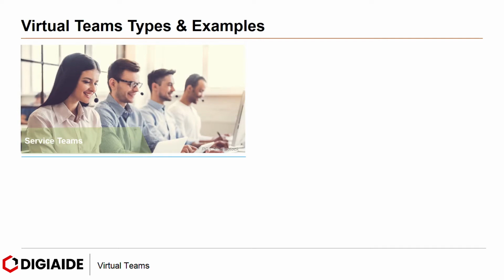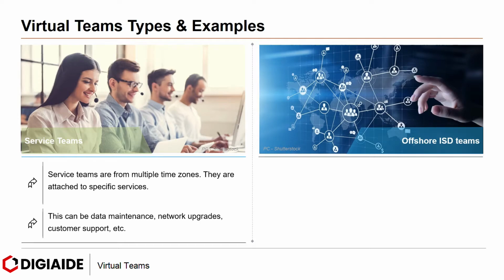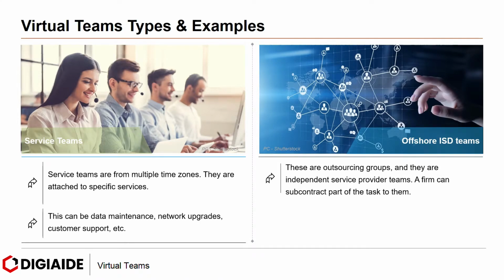Next in line are service teams. Service teams are from multiple time zones. They are attached to specific services. This can be data maintenance, network upgrades, customer support, etc. Next in line are the offshore independent service provider teams. These are outsourcing groups and they are independent service provider teams. A firm can subcontract part of the task to them. These groups coordinate with teams onshore.